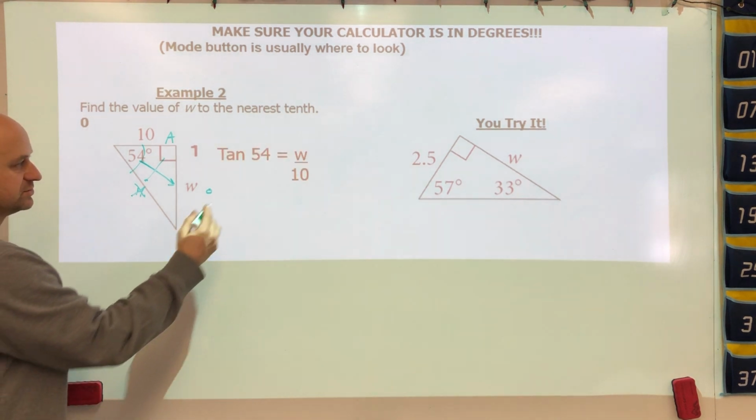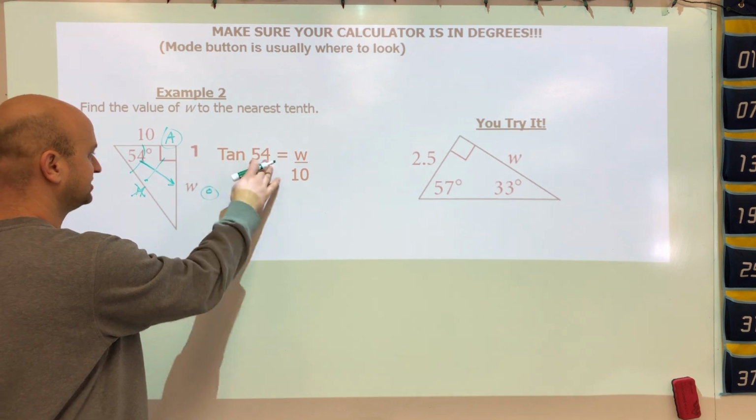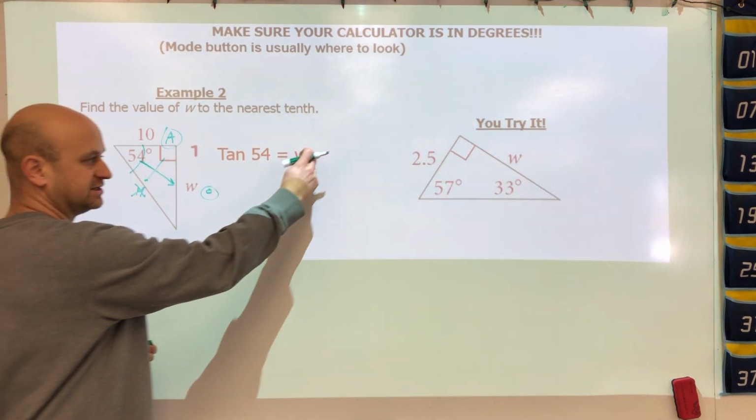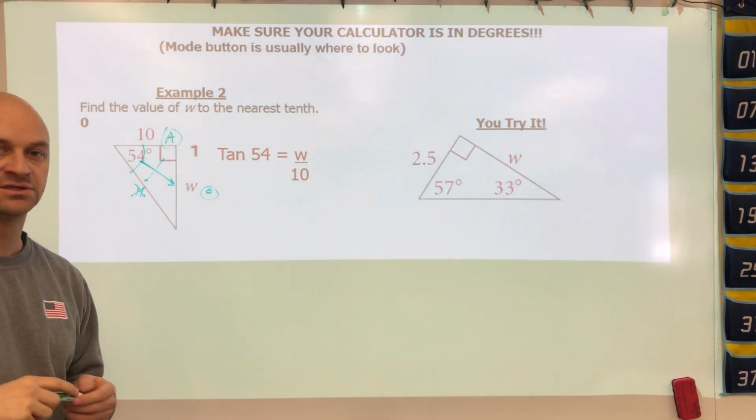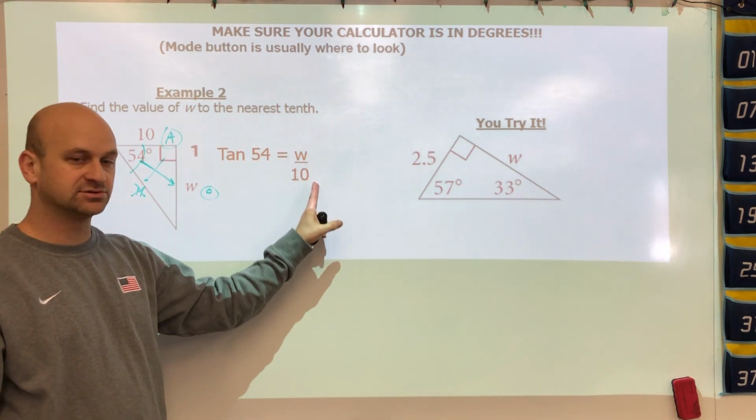So in this case, we would set up our equation. Because we have opposite and adjacent, we use tangent. So tangent of the angle that's given is equal to opposite over adjacent. Okay, so that's how we would set this up. Tangent of the angle is equal to opposite over adjacent.